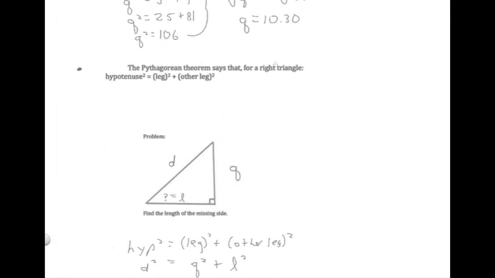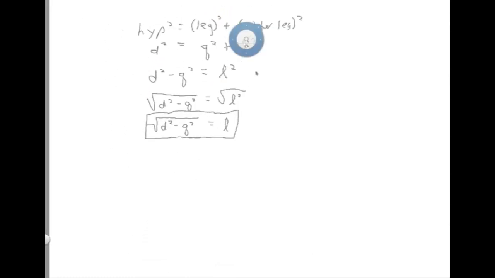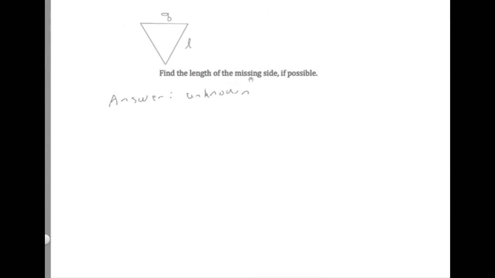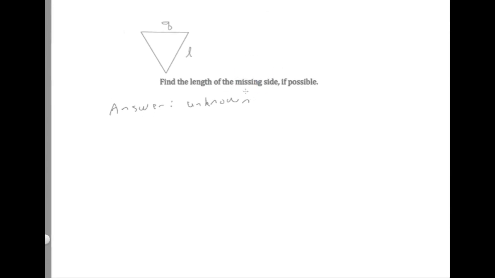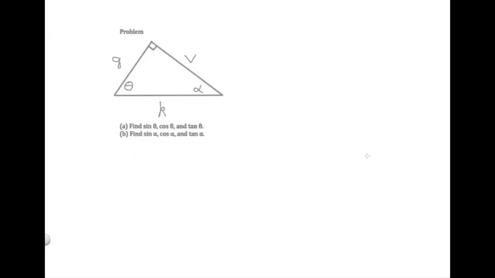Remember, the Pythagorean theorem only applies to a right triangle because it involves the hypotenuse, and only a right triangle has a hypotenuse, a side that's opposite the 90-degree angle. Pause the video and try this problem. Okay, now we can go through this together.